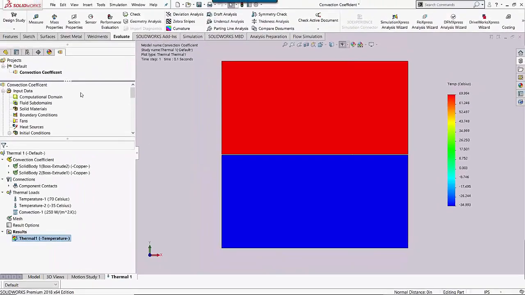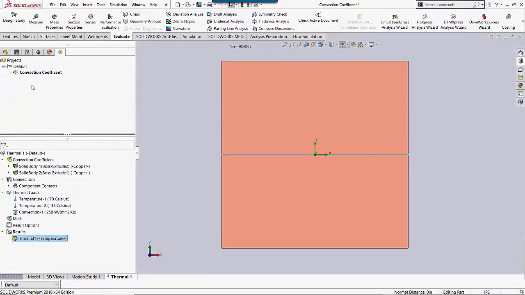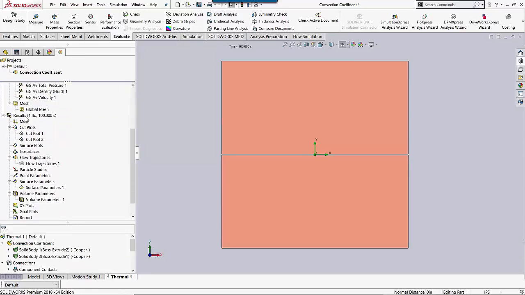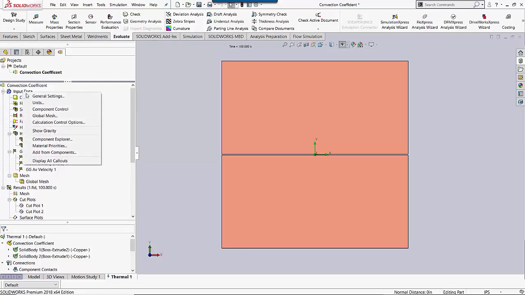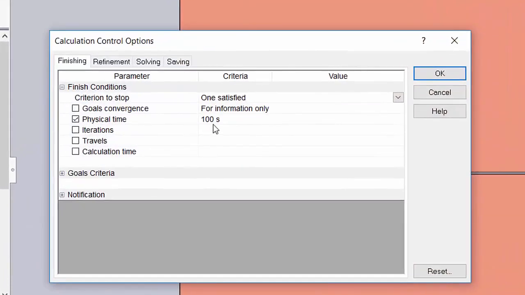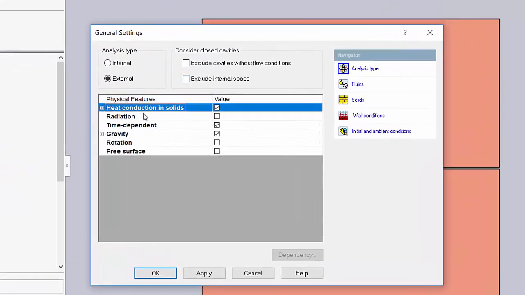So now I want to go into flow simulation. Alright, so here's my flow simulation setup. I ran the exact same physical time, 100 seconds. If I go into the general settings, I'll show you I have heat conduction in solid in an external study. I've got time dependency turned on and gravity turned on because it's a natural convection problem.